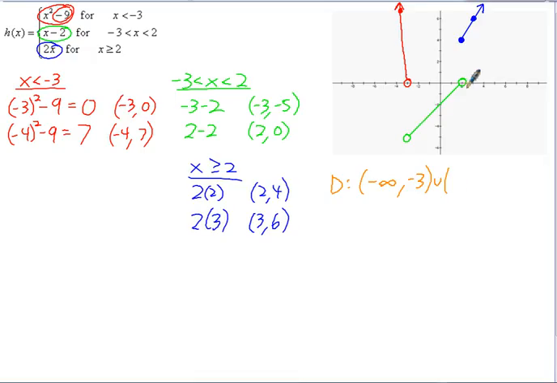Now at 2, notice we don't have to stop because they're not both open. This one's closed. So it actually does have 2 in the domain. And then it keeps on going to the right forever. So from 2, sorry, not from 2. From negative 3 right here all the way to infinity.